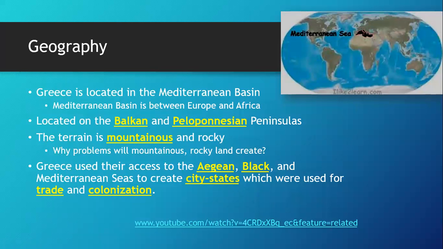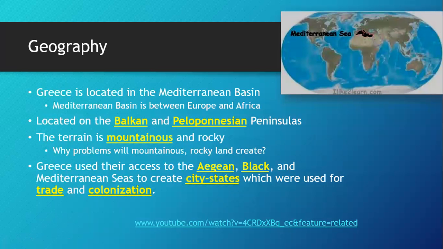Now, the terrain of Greece is very mountainous, very rocky terrain. So think about what types of issues rocky, mountainous terrain might cause for people living in an area like this. Now, Greece is also going to be able to have access to the Aegean Sea, which is the body of water between Greece and Turkey. The Black Sea, which is this one right up here that I'm circling right now with the pointer. And of course, the Mediterranean.